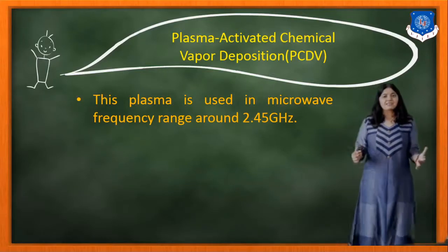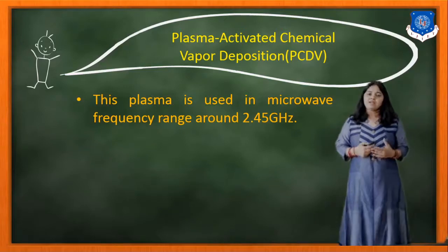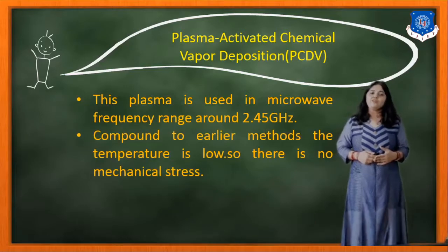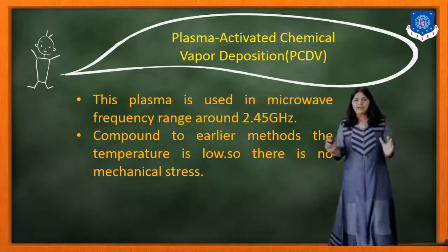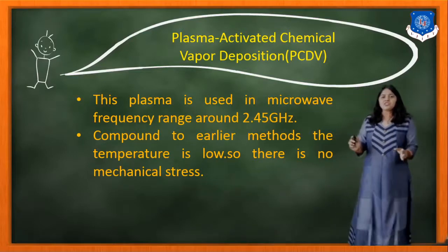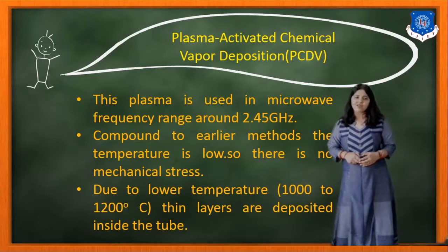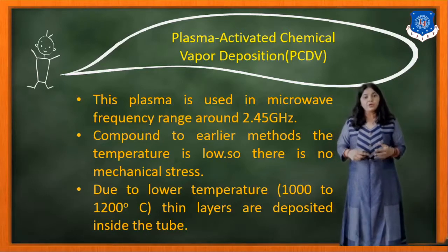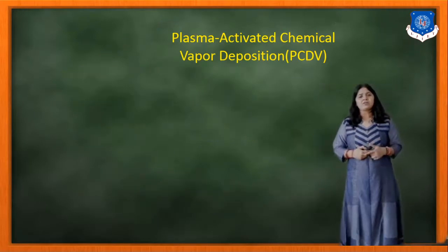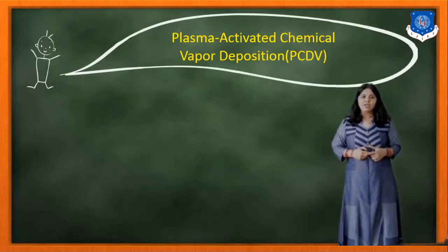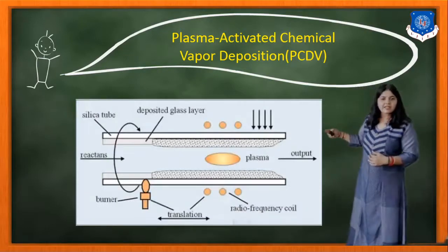So this is the plasma that is used in the microwave frequency range, about 2.45 gigahertz, and compared to earlier methods, the temperature is low and there is no mechanical stress, and due to the lower temperature, thin layers are deposited inside the tube. Okay, so this way, here you can see the diagram.